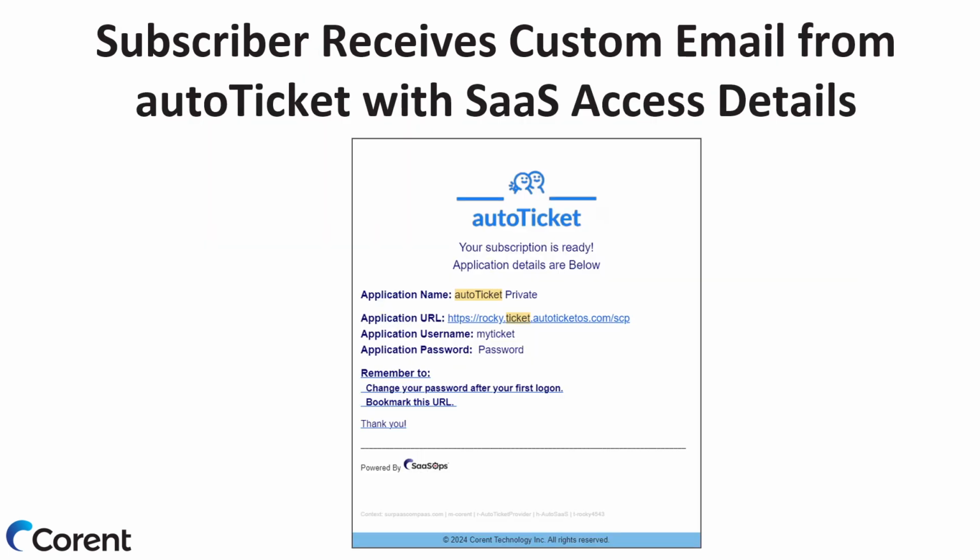The subscriber receives a custom email from AutoTicket with the SaaS access details. You can see this is the format of the email, has the URL and the default password there. And you can customize this to look however you like.